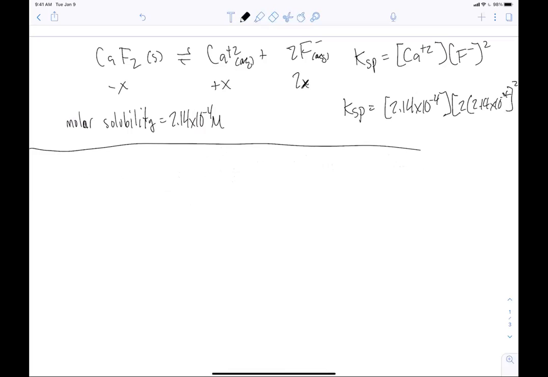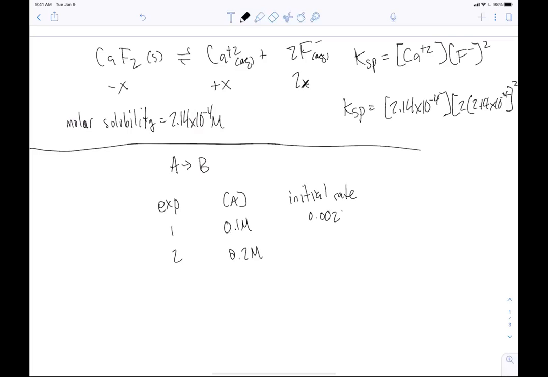So here's one where they give you, this is sort of a weird one, but okay. It says, consider the reaction where we're going from A to B. And then they give us a table where we have experiment 1 and 2. So we're using the method of initial rates here. And then we have A, oh, right, because this is a second order one. All right, so we're given this, we're told it's second order.